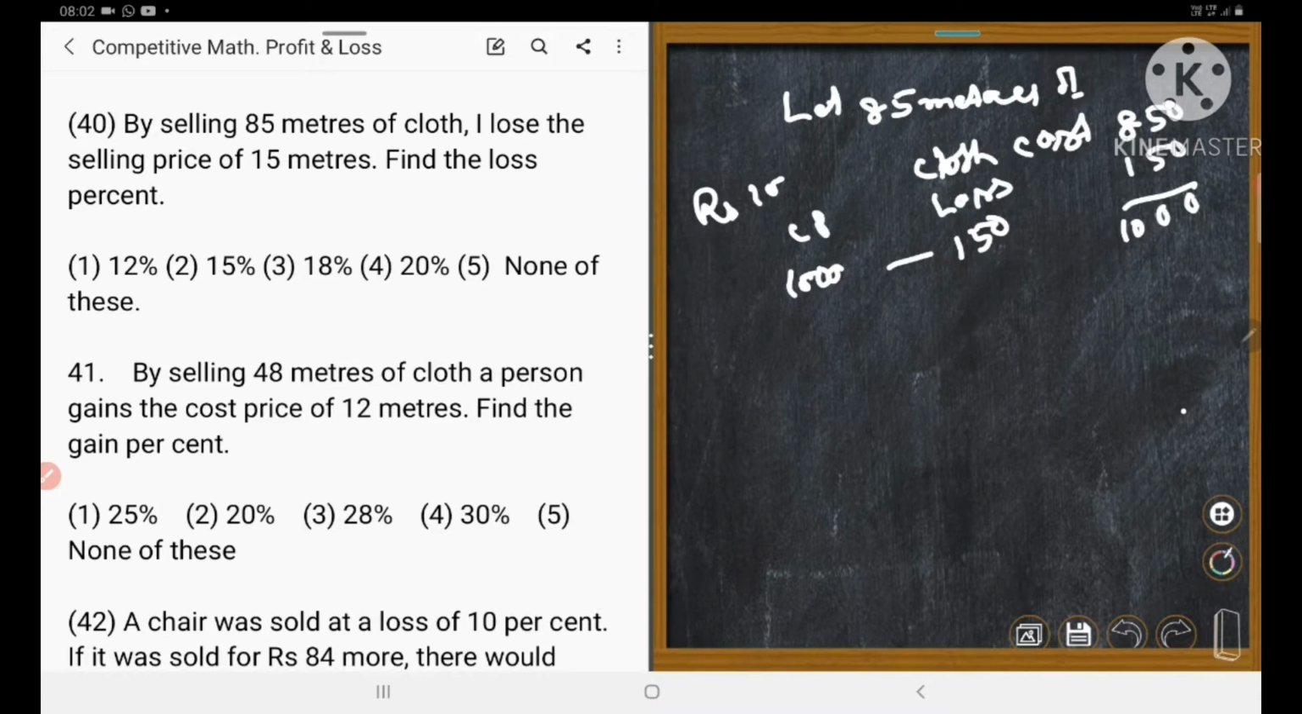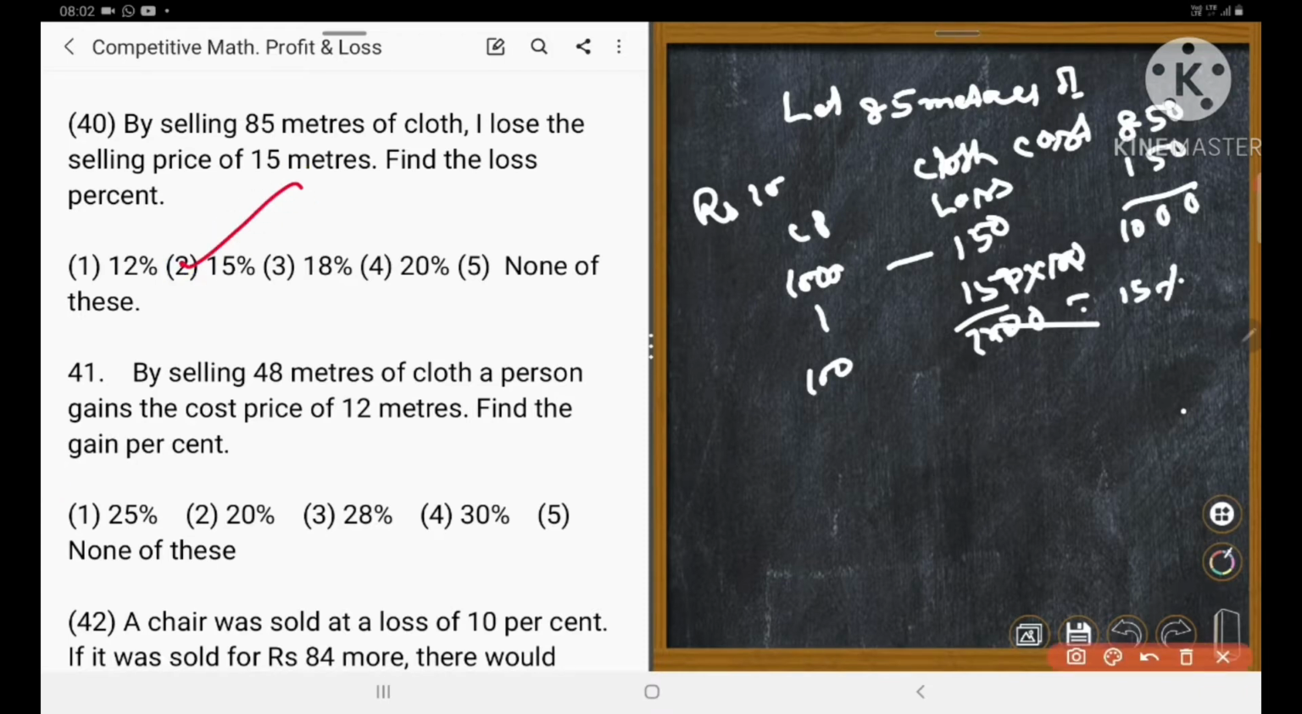This is CP. 150 upon 1000, then in 100%, that is 100. Zero cancels with zero, so that is 15% loss. Which is the correct alternative? 2.